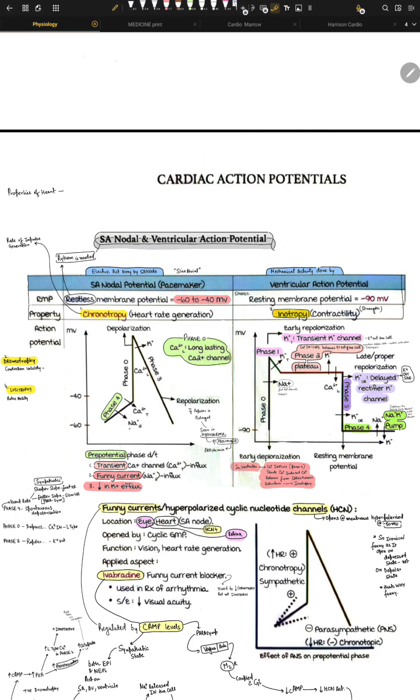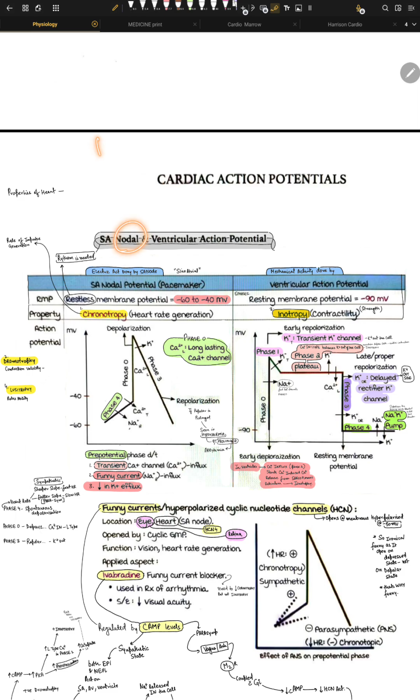Okay, so we have this SA node and the AV node, whatever you want to call it. So we have this SA and then this AV, and these two nodes. Now, why do we call them nodes? It's a really weird name, because there's the word node, right?